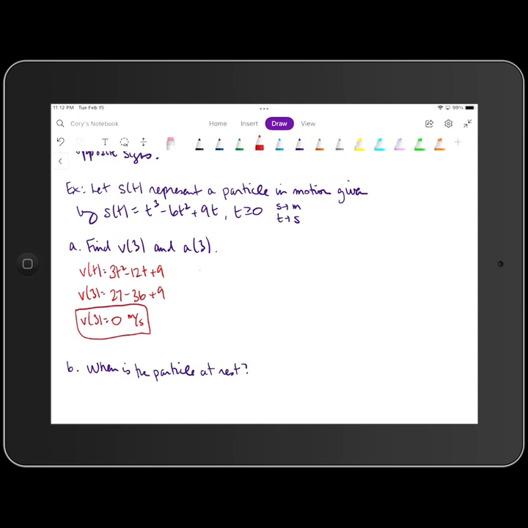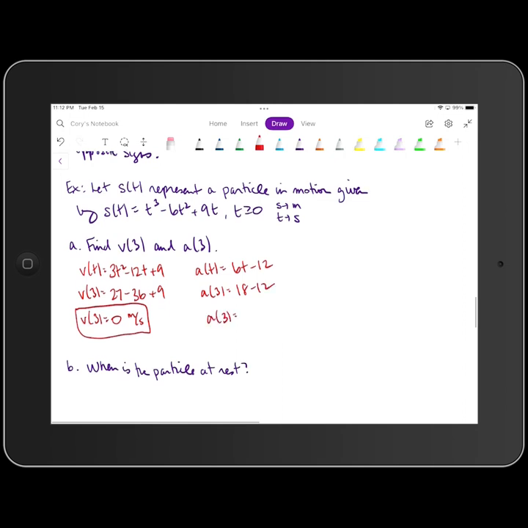If we want to calculate a of 3, the first thing we need to do is calculate a of t. That's going to be the derivative of velocity, which becomes 6t minus 12. When we evaluate that at 3, we get 18 minus 12, which makes a of 3 equal to 6 meters per second squared.